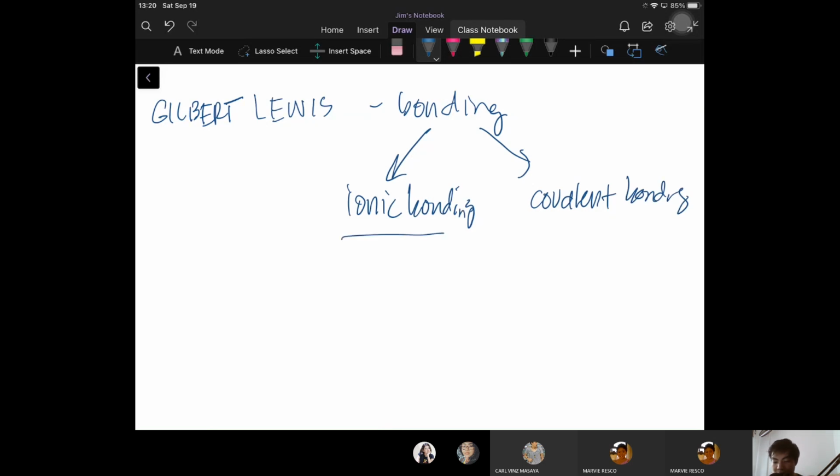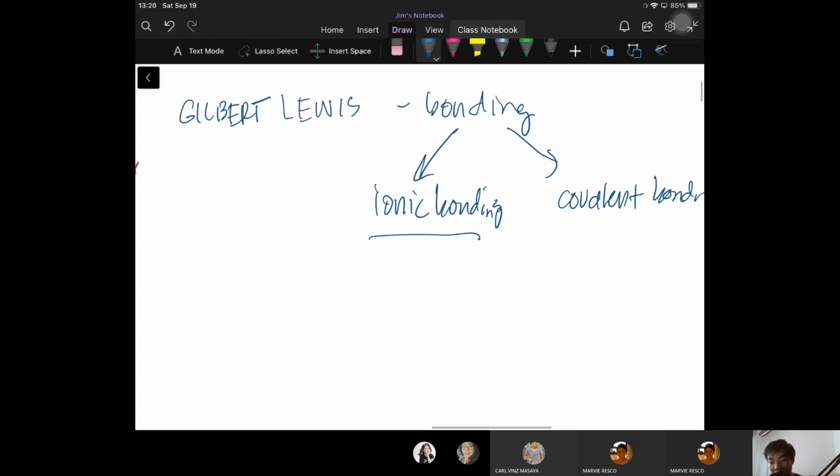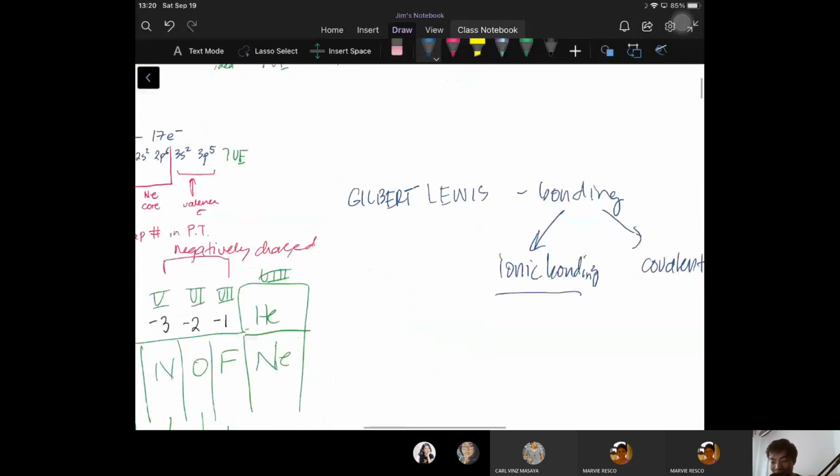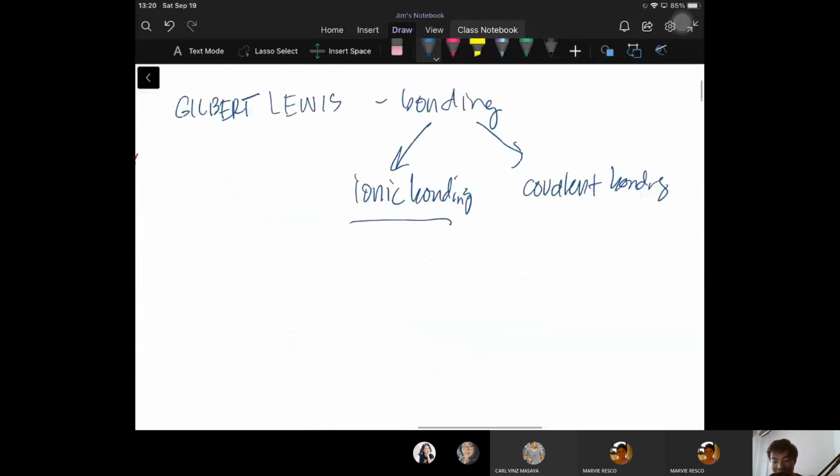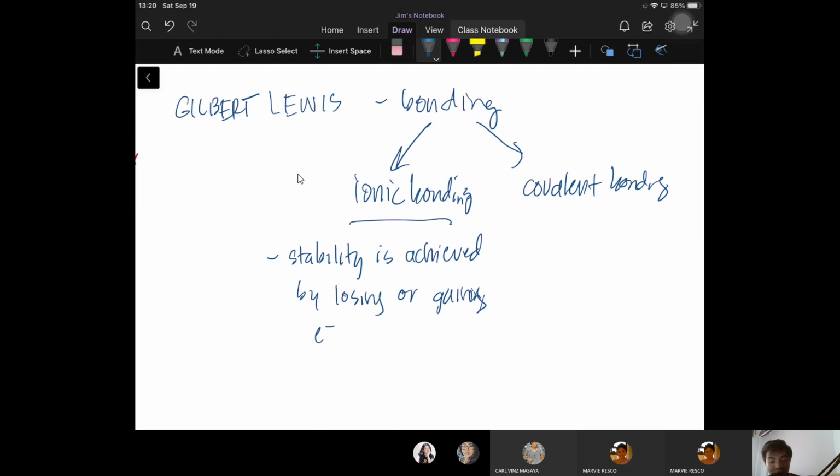Okay, so punta tayo sa ionic bonding, no? Yung ionic bonding na discuss na natin actually, no? So ano yung meron sa ionic bonding? So paano nila na-achieve yung stability, no? So stability here is achieved by losing or gaining electron, no? Gaining yan. So yan, that's for ionic bonding, no? So stability is achieved by losing or gaining electrons, no?